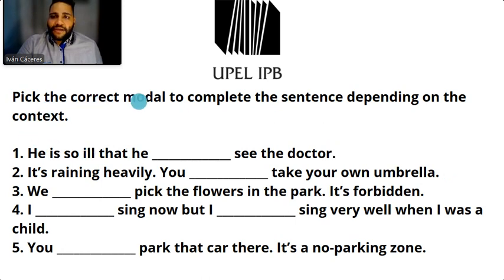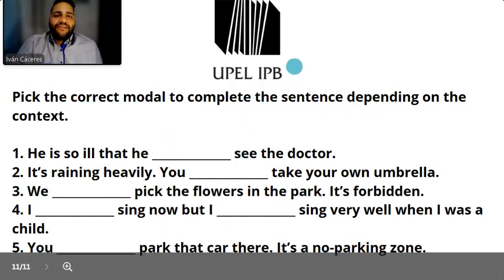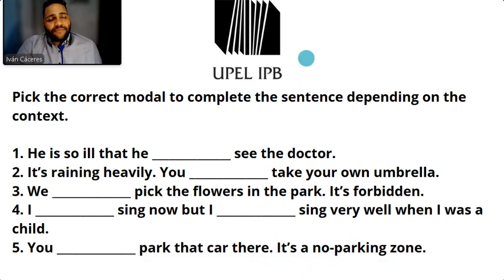It says, pick the correct modal to complete the sentence depending on the context. So you will read the whole sentence. You can use any modal that you want. Sometimes there is more than one correct choice. So read it correctly, and then you pick the modal that you prefer. For example, number one, it says: he's so ill that he, and in this blank, you should complete it with a modal verb. He's so ill that he see the doctor.